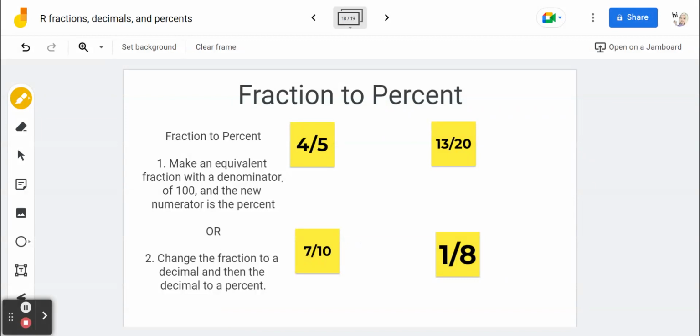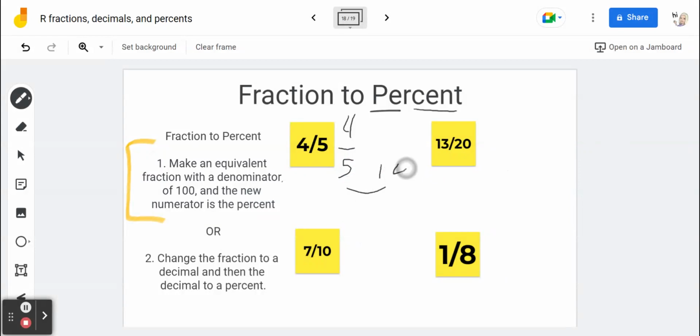So you missed learning the 3 different ways to do fraction to percent. The first way to change a fraction to percent is to make an equivalent fraction with a denominator of 100. Then that new numerator is the percent. The word percent means per 100. So if you think there's 100 cents or 100 pennies in a dollar, so each cent is worth 1/100th, so per 100th. So our first fraction here is 4/5.